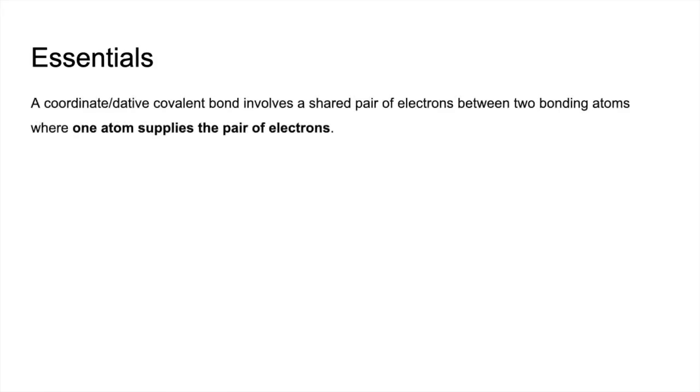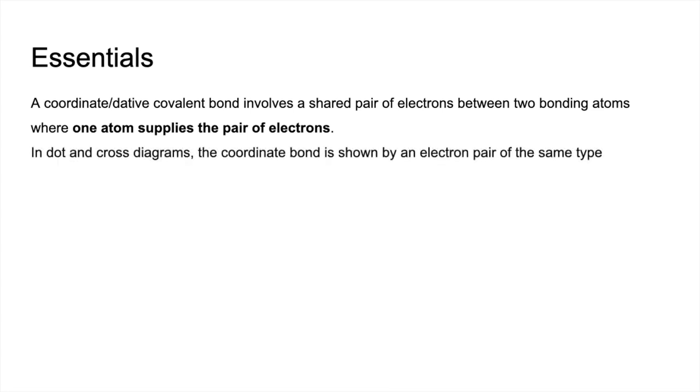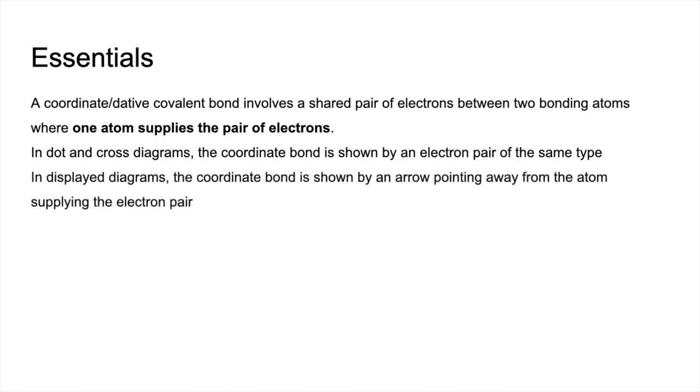A coordinate or dative covalent bond involves a shared pair of electrons between two bonding atoms, where one atom supplies the pair of electrons. In dot and cross diagrams, the coordinate bond is shown by an electron pair of the same type. So two dots, two crosses, that sort of thing. In displayed diagrams, the coordinate bond is shown by an arrow pointing away from the atom supplying the electron pair.